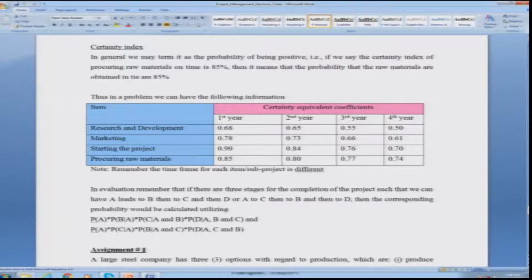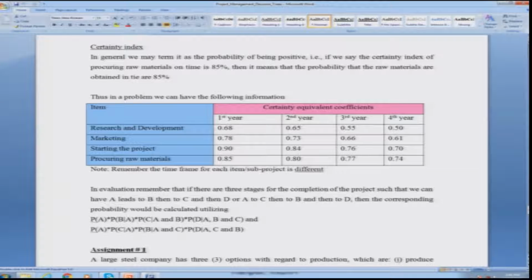So, in general we may term it as the probability of being positive, that is we say the certainty index of procuring the raw materials at 85%, it means the probability that raw materials are obtained is 85%. So, if we remember the weightages we gave, if it is 1, it is 100% certain, if it is not, then obviously it would mean that there is a change in the certainty value for different small events or activities with respect to time.